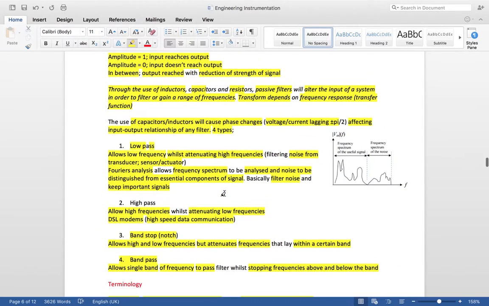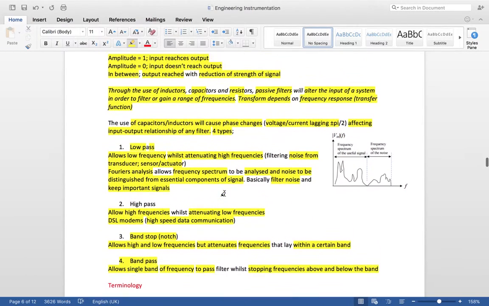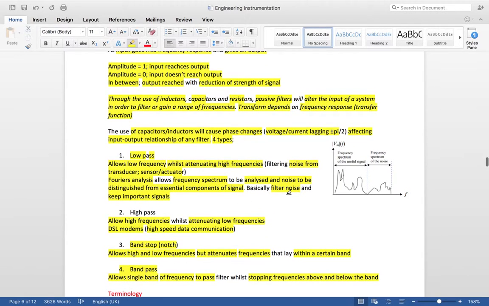Low pass, high pass, band stop or notch, and band pass. Low pass allows the low frequency while attenuating, which means stopping, the high frequency. It filters noise from the transducer, sensors, or actuators. Fourier analysis is used to analyze the frequency spectrum and the noise, and helps to separate the noise from the essential components of the signal. Basically it filters noise and keeps the important signals.